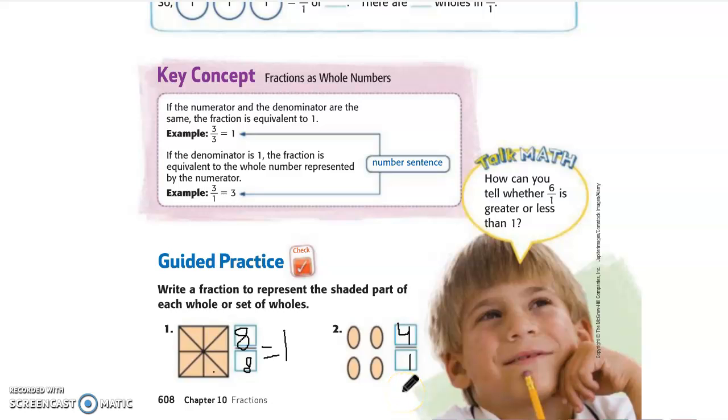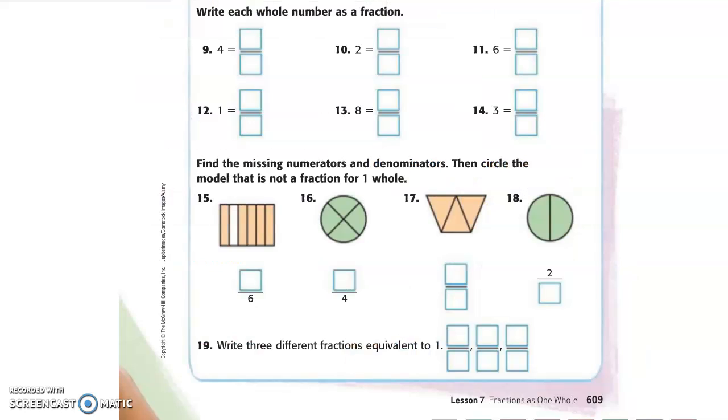And I know you're looking at it going, Mrs. Jones, you said you can't have a big number over the little number. That's right. But in this case, we're saying that we actually have 4 whole pieces. There are 4 whole pieces together here, whereas this, there's only 1. Let's take a look over on our next page.